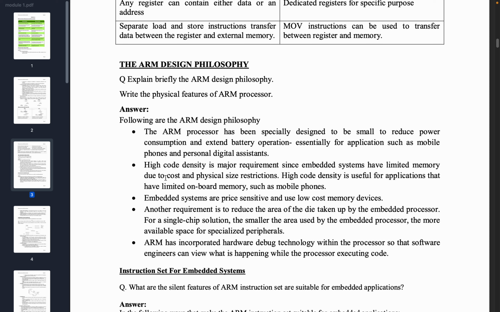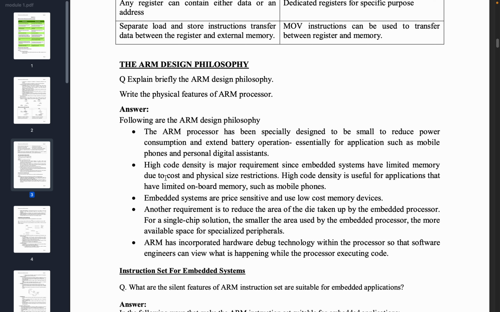Then go to the next point, another requirement: reducing the area taken in an embedded processor. It is a very small, single-chip solution, used in a smaller area in embedded system processors with specialized peripherals. It doesn't want much space to place. It just wants a little bit of space, so we can fit that ARM design.